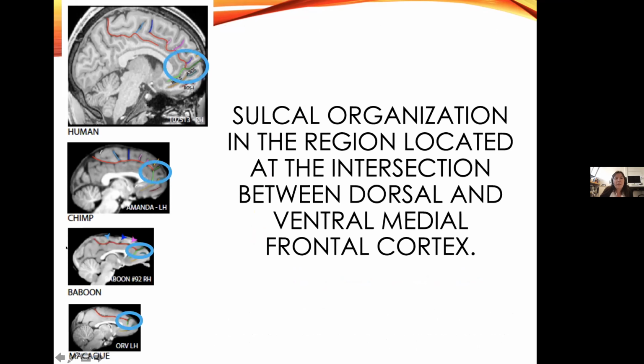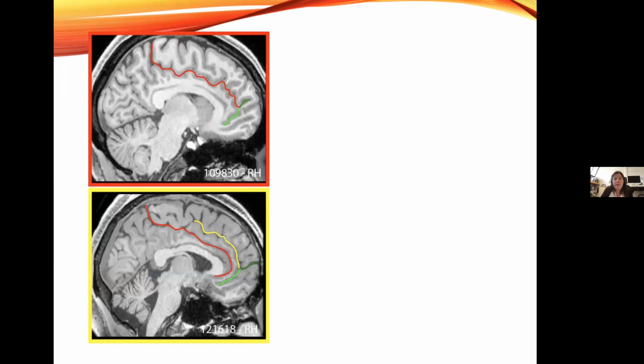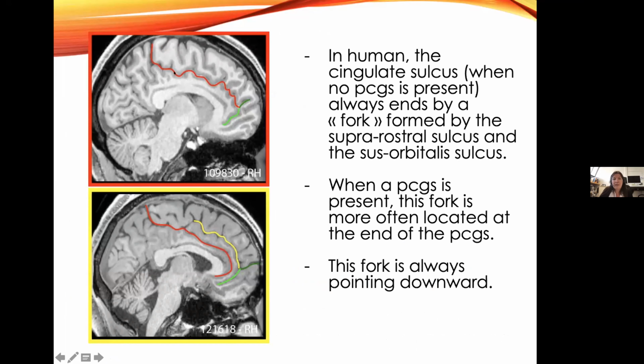So now what's going on at the intersection between the mid-cingulate cortex and the ventromedial frontal cortex? Here is where we find the main differences. In human, the cingulate sulcus always ends by a fork, characterized by 2 sulci, the supraorbital and the suprarostral sulcus. This fork is located most often at the end of the paracingulate sulcus when present, and at the end of the cingulate sulcus when there is no paracingulate sulcus. And this fork is always pointing downward, like this, in human.